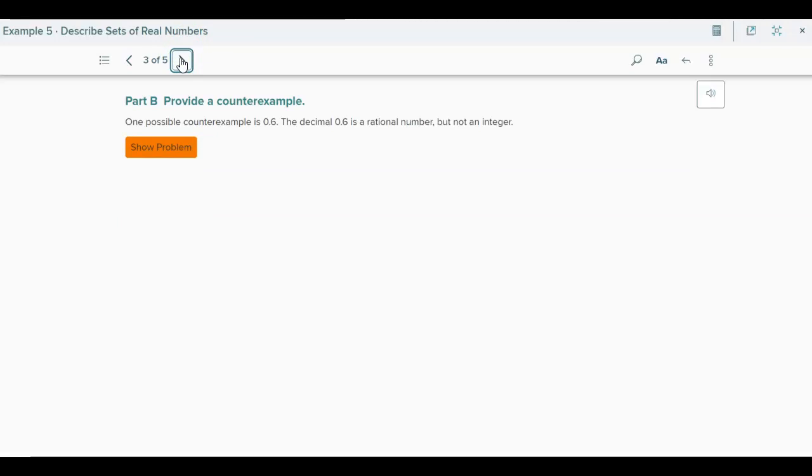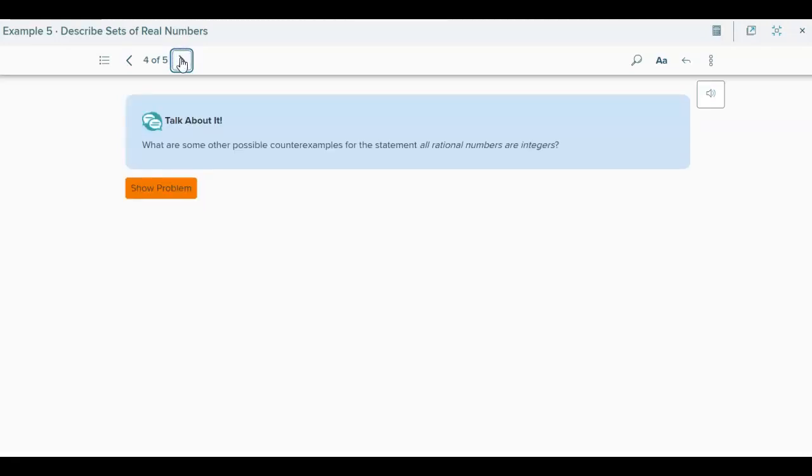One possible counterexample is 0.6. 0.6 is a rational number, but not an integer. 1/2 would be another counterexample. 2/3 would be another counterexample. 25% would be another counterexample. So there's a lot, but all we need is one to prove that it is false. And again, I just gave you a few other counterexamples for that.